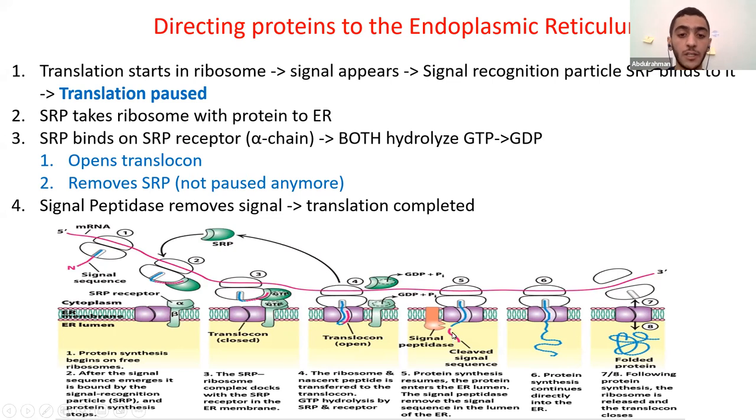Now, as it enters, there's gonna be a signal peptidase, which is gonna cut off the signal because we got the protein where we need it. We got it into the endoplasmic reticulum, so we don't need the signal anymore. We remove the signal and then the protein can fold and it's gonna be ready for secretion or the next step.